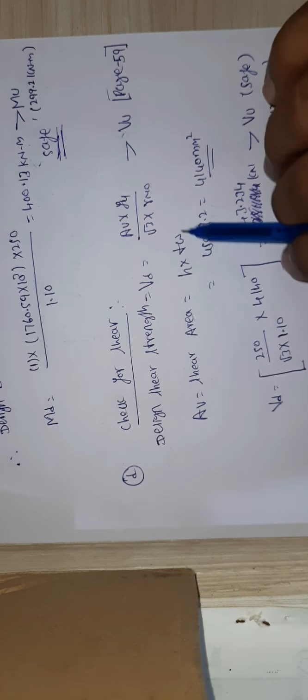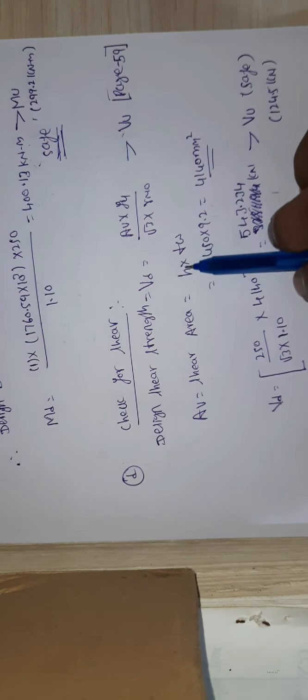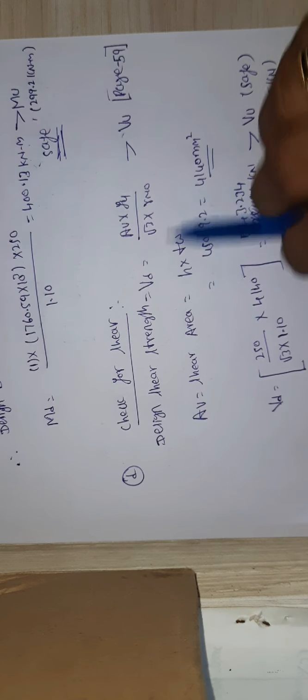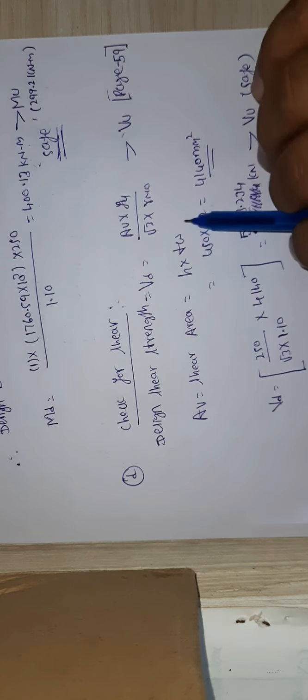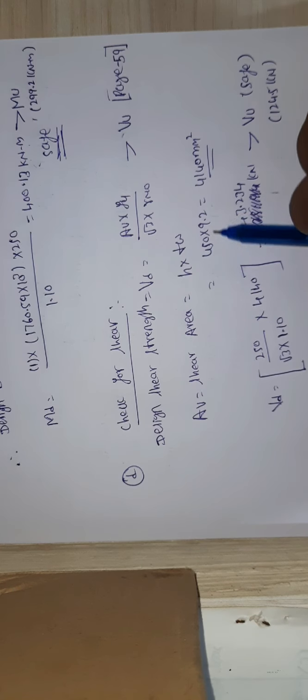It is the shear area, H into tw. H is the total depth, tw is the thickness of the web. For welded sections, it will be d into tw. So this is for rolled sections. Av equals H into tw. What is H? 450 into 9.4.